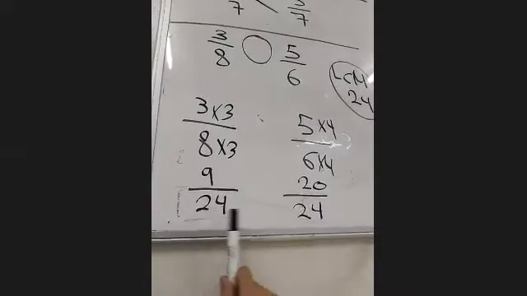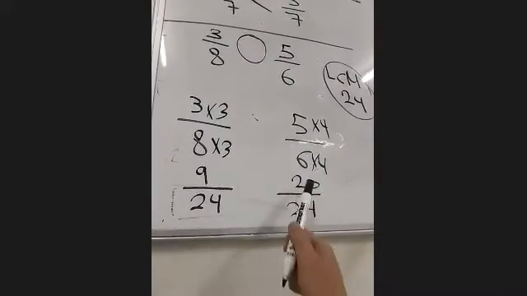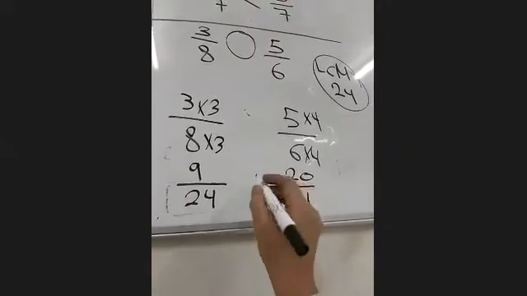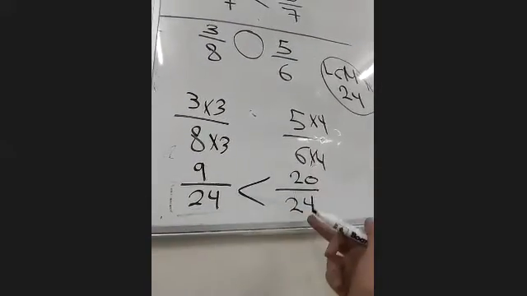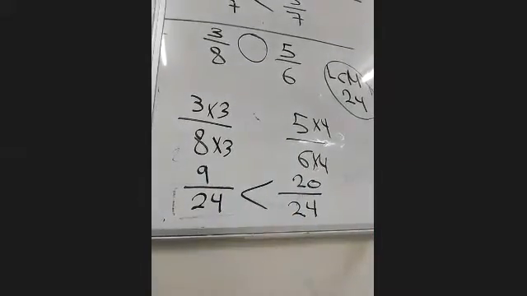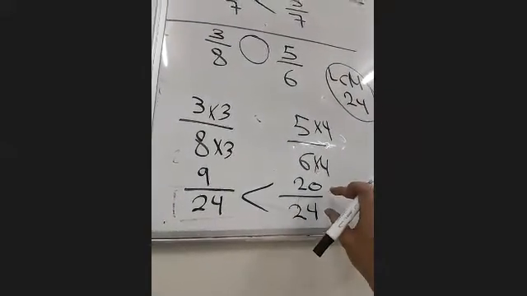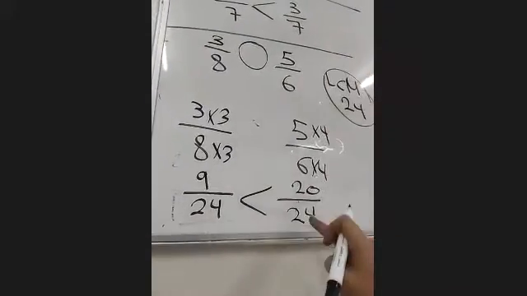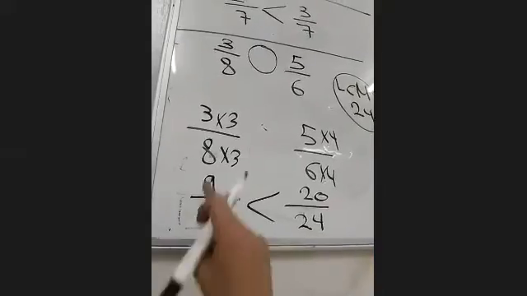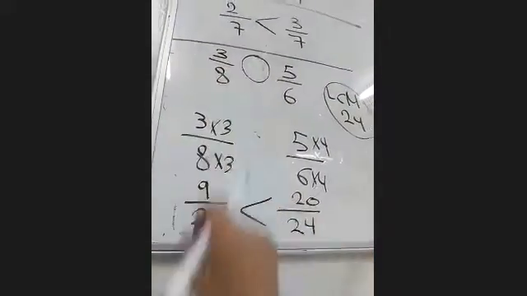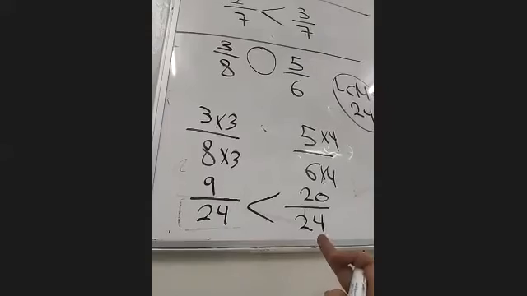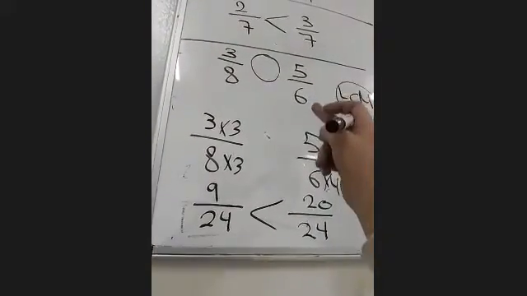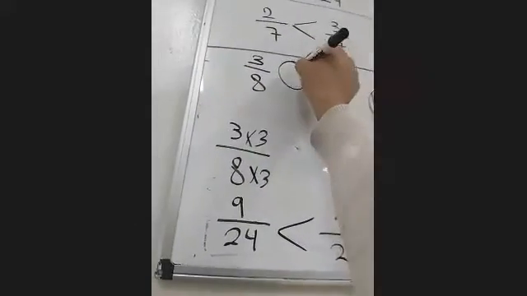Now, we have similar denominators, so I can compare up. The 20 is bigger than 9, right? So 20 over 24 is bigger than 9 over 24, but 20 over 24 is an equivalent fraction to 5 over 6. It's in the same column. And 9 over 24 is equivalent to 3 over 8. It's in the same column. So 20 over 24 bigger than 9 over 24 means 5 over 6 is bigger than 3 over 8.